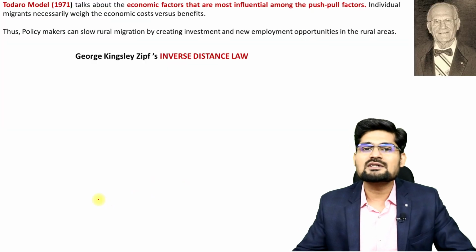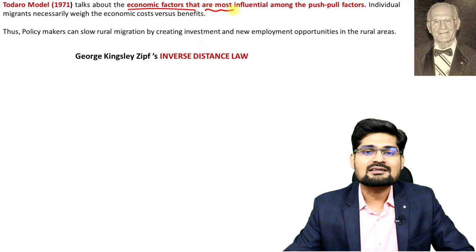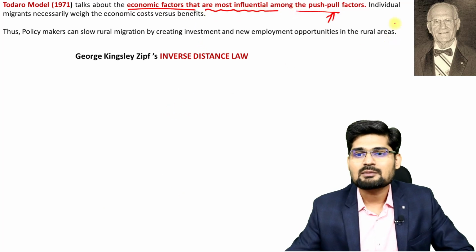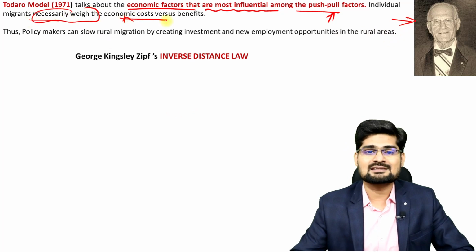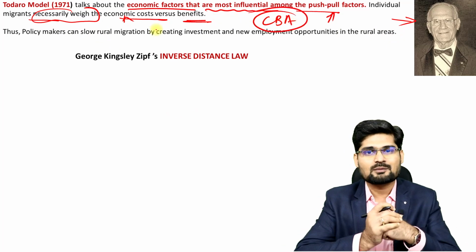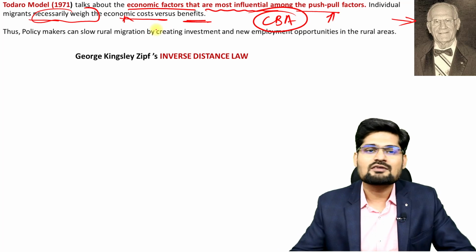Now further, if you observe Todaro's model, when we say economic models, right? Economic factors are the most influential among push and pull factors, right? So he talked about that, and individual migrants necessarily weigh their economic costs versus benefits. So basically CBA is the factor that he talked about. Cost-benefit analysis is what we say is Todaro's model of 1971.